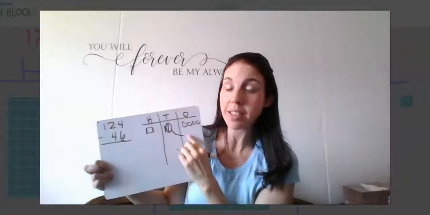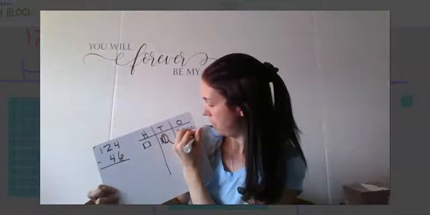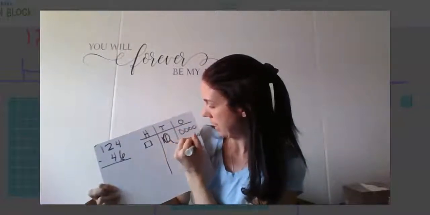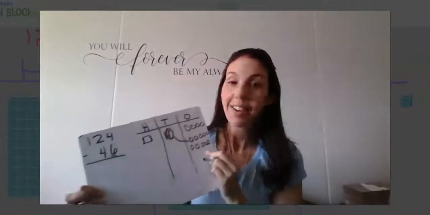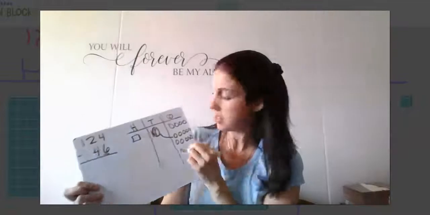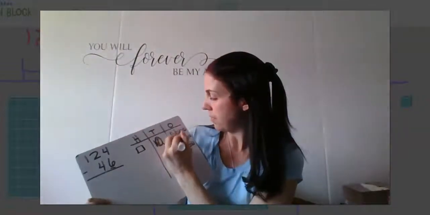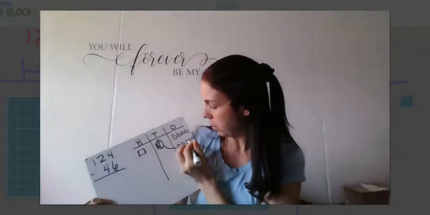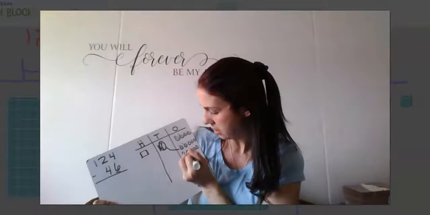And I'm going to draw 10 circles. 1, 2, 3, 4, 5, 6, 7, 8, 9, and 10. Now I have enough to take away my 6 ones. 1, 2, 3, 4, 5, 6. How many do I have left? 1, 2, 3, 4, 5, 6, 7, 8.